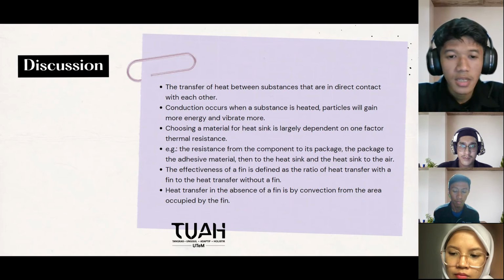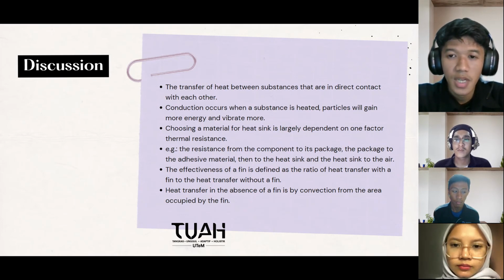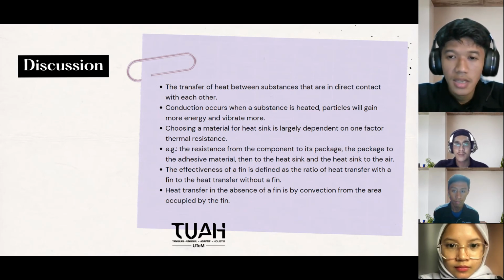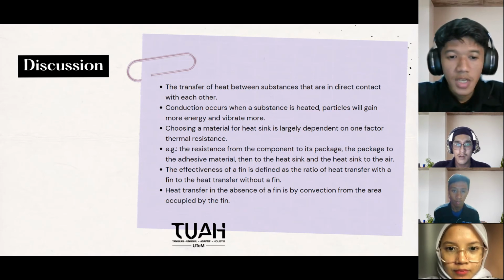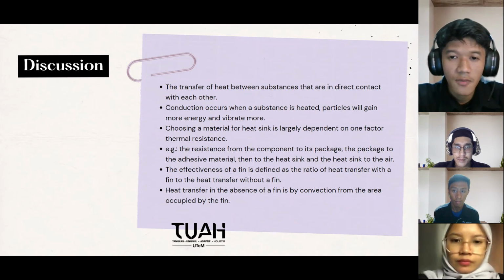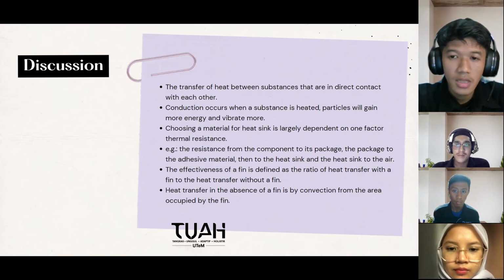Choosing a material for a heat sink is largely dependent on one factor: thermal resistance. Thermal resistance is the resistance to heat flowing from a component into its surroundings. For example, the resistance from the component to its package, the package to the adhesive material, then the adhesive material to the heatsink, and lastly the heatsink to the air. It gives an overall thermal resistance and helps us understand what material should be chosen and how big the heatsink should be. The effectiveness of a fin is defined as the ratio of heat transfer with a fin to the heat transfer without a fin.